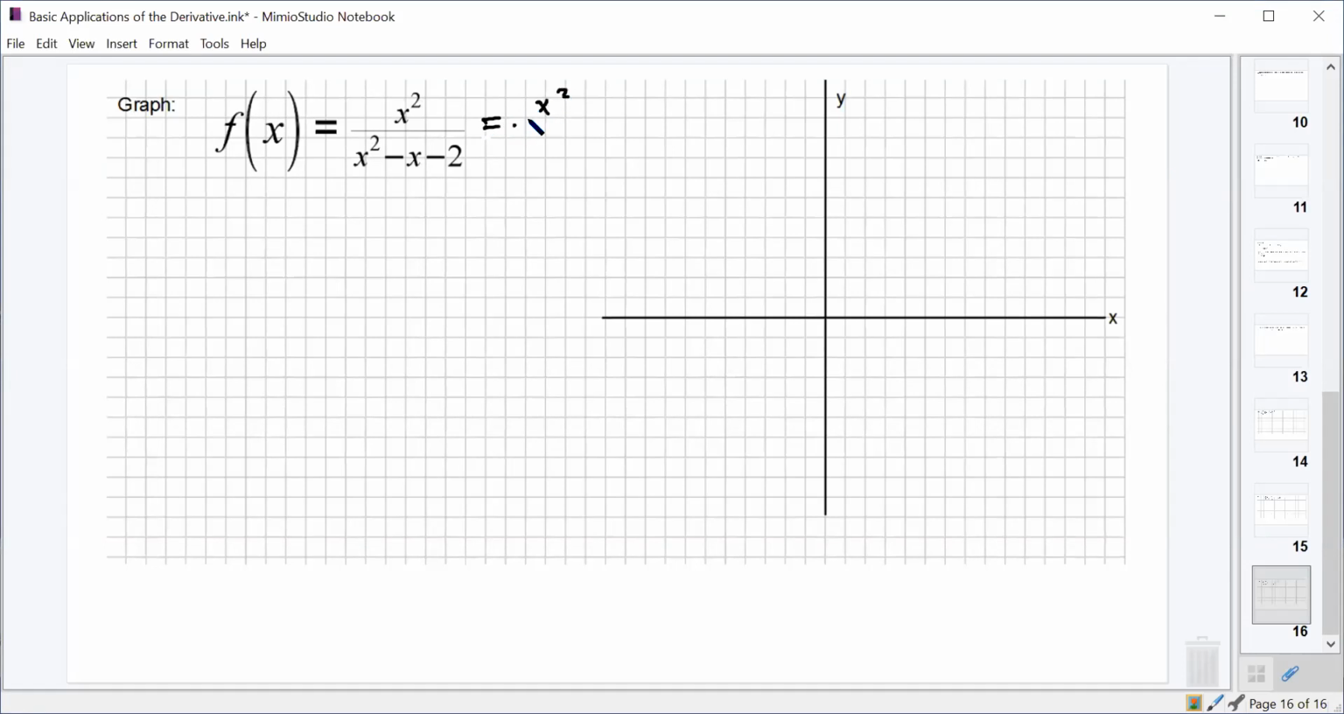So we've got x squared over, if we factor that, (x minus 2)(x plus 1). Are there any holes, first of all? Anything that cancels from the numerator and the denominator? No, okay, only the vertical asymptotes. So we have vertical asymptotes at x equals 2 and x equals -1.